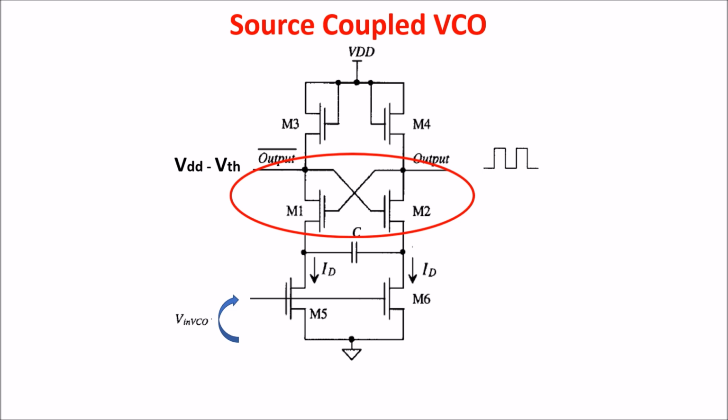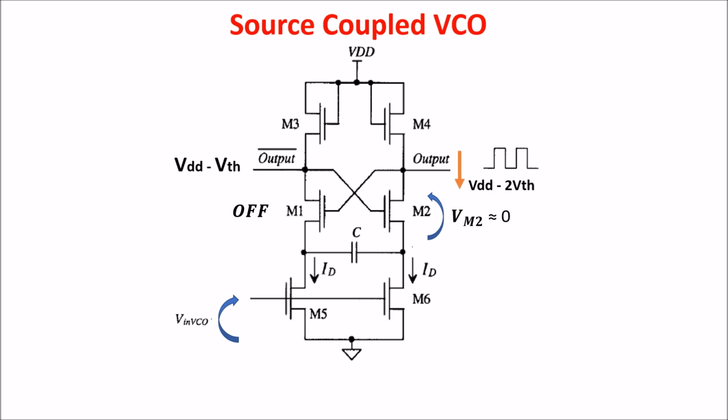In this case, the voltage drop on M2 is close to zero if we properly size the MOSFET to act as a switch, and the voltage on the output is pulled down to VDD minus 2V threshold, which is the voltage on the drain of M6. In this situation, a current of 2ID passes through M4 and M2 because M1 is off, but M5 keeps sinking ID from the capacitor. The current ID charges the capacitor, and because the drain of M6 is kept to VDD minus 2V threshold by M2, the charging of the capacitor pulls down the voltage of the drain of M5.